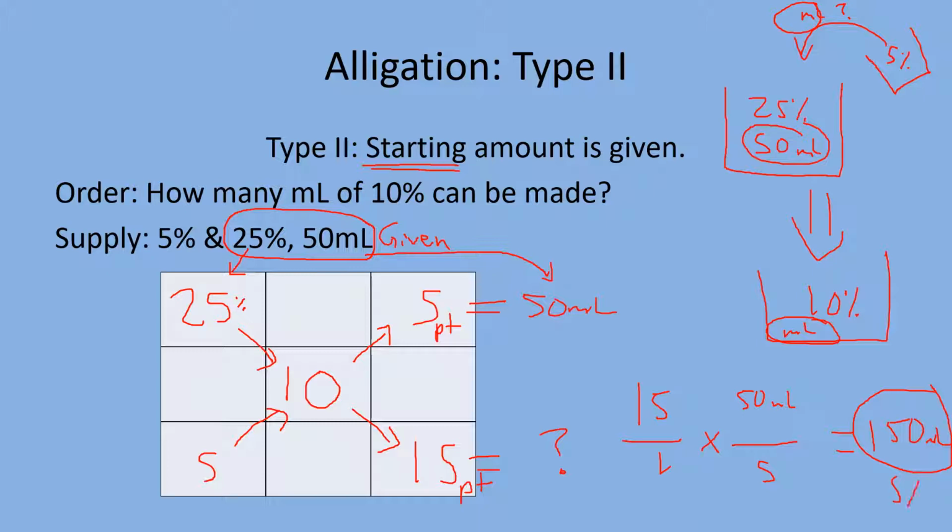So if I ask you how much 5% did you use, you're going to say 150 mLs. If I ask you how much 25% did you use, you're going to say 50 mLs. And if I ask you how much 10% did you make, you're going to say, well, we started with 50 and I added 150, so my total needs to be 200. So those are the 3 volumes I can ask for. How much 5%, how much 25%, and how much 10%. Make sure you answer the correct question. Put the correct answer in the right spot. All right, let's do another example, a type 2.